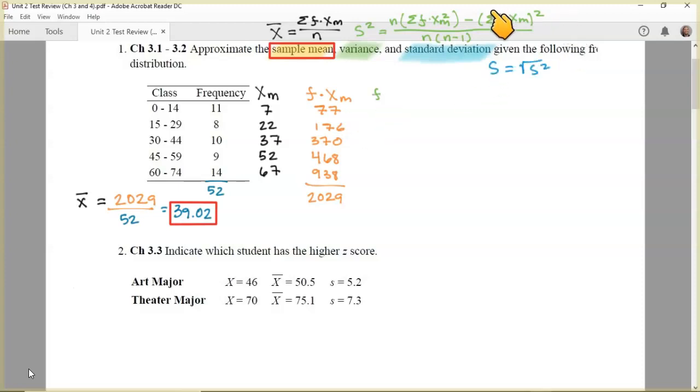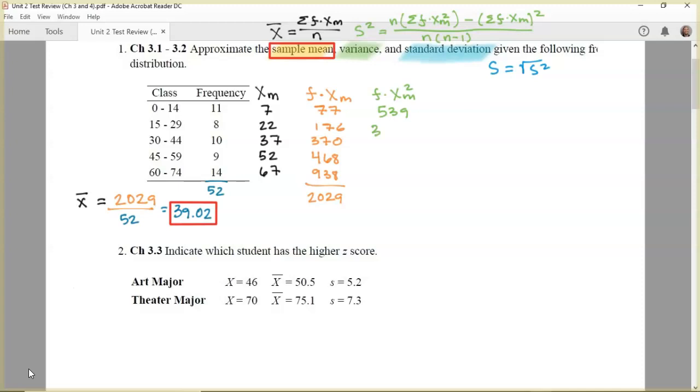So we have most of the information we need to find the variance just by finding the sample mean, because we have this information over here. We know what n is. The only thing that we need to find is the frequency times the squares of the midpoint, and sum that information, and then we'll have everything we need to calculate the variance. And subsequently, we'll have everything we need to calculate the standard deviation.